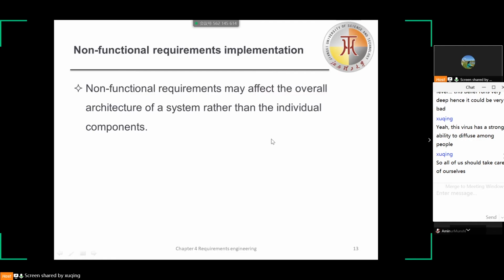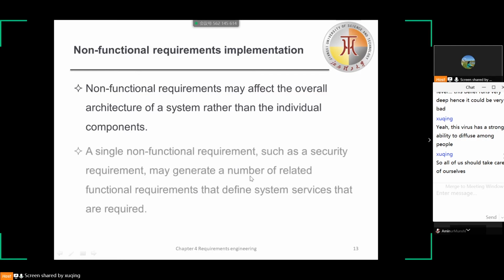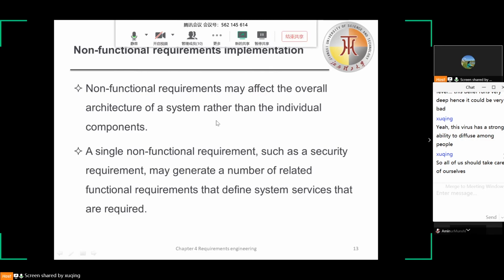For example, to ensure that performance requirements are met, we may have to organize the system to minimize communications between components. And the second reason is that a single non-functional requirement, such as a security requirement, may generate a number of related functional requirements that define system services that are required. In addition, it may also generate requirements that restrict existing requirements.